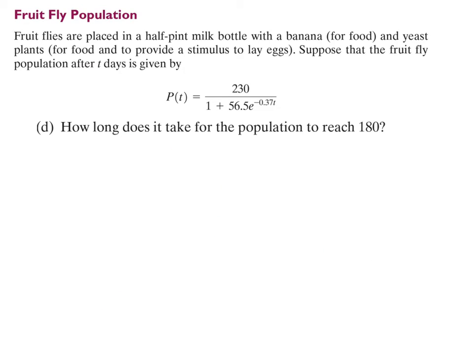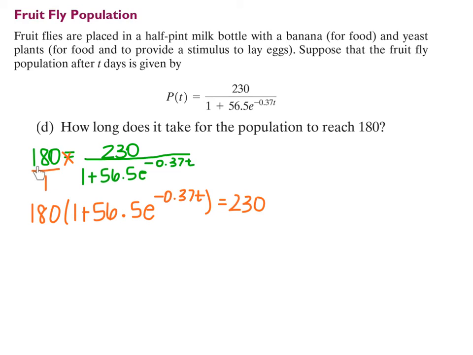So next I want to know how long it's going to take for that population to reach 180 fruit flies. So I'm not plugging in for t, but I'm going to plug in 180 right here, which is my amount that's left over. So 180 fruit flies goes here, and now I'm searching for t. So I set this equal to 180, and it's equal to a fraction. So I put 180 over 1, and I'm going to cross multiply. So I have 180 times this quantity, all right here, is equal to 230.